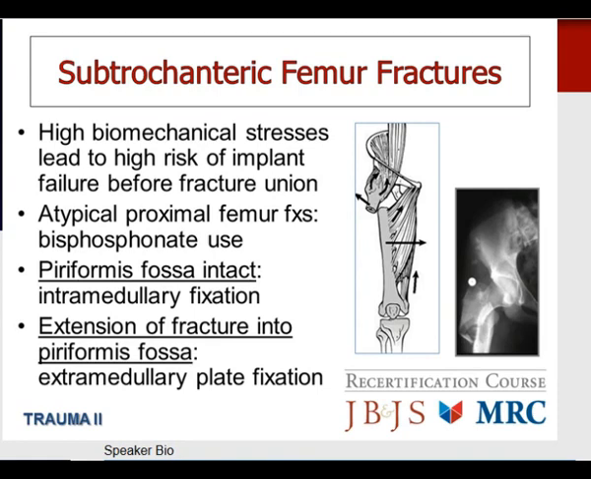You also can see atypical fractures in this portion of the proximal femur with patients on bisphosphonate therapy. If the piriformis fossa is intact, then intramedullary fixation is the preferred treatment for subtroch fractures. If the piriformis fossa and the greater trochanter are involved in the fracture, then extramedullary plate fixation may be appropriate.